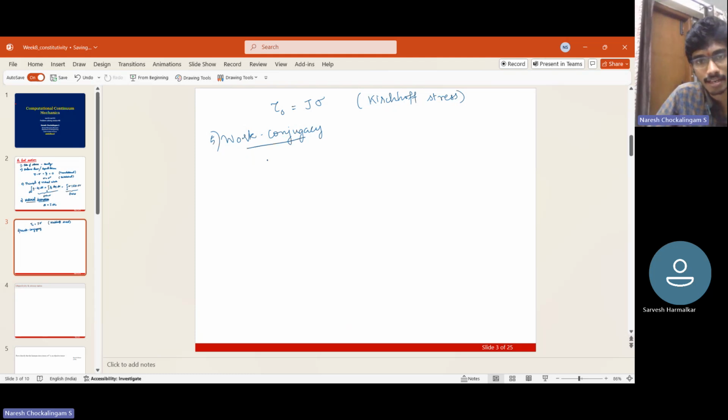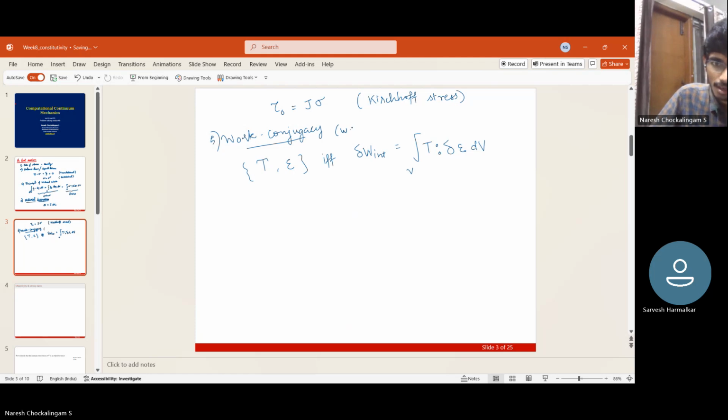Work conjugacy: a certain stress measure T and a certain strain measure, say epsilon, are said to be work conjugate to each other if we can express the virtual internal work as the integral of T contracted with the variation of epsilon, integrated over the volume. So this is work conjugacy with respect to the undeformed volume. And we can also have a work conjugacy with respect to the deformed volume.